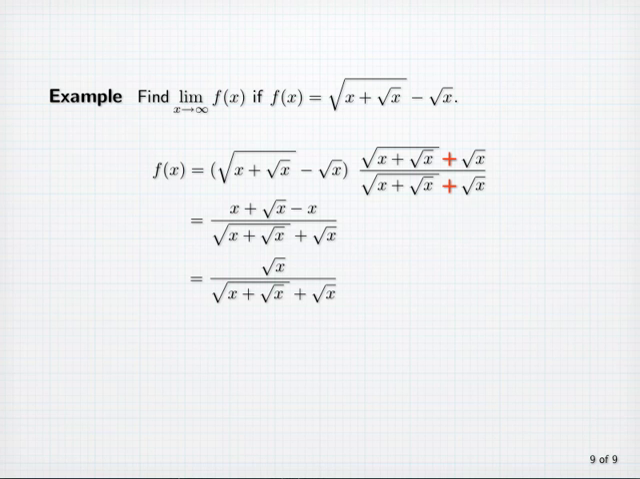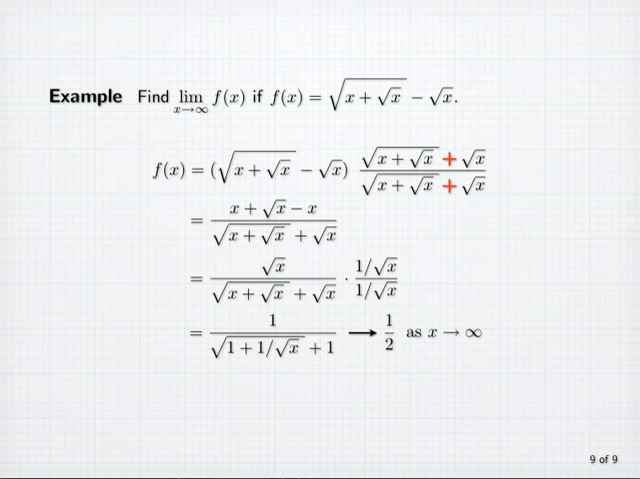So we simplify and obtain the square root of x over the square root of (x plus the square root of x) plus the square root of x. Now let's multiply the numerator and denominator by 1 over the square root of x. This gives us 1 divided by the square root of (1 plus 1 over the square root of x) plus 1. Now since 1 over the square root of x goes to 0 as x goes to infinity, f of x will approach 1 over 1 plus 1, or 1/2, as x goes to infinity.